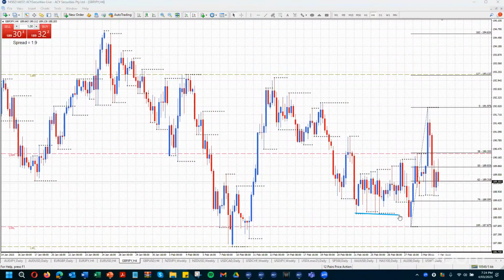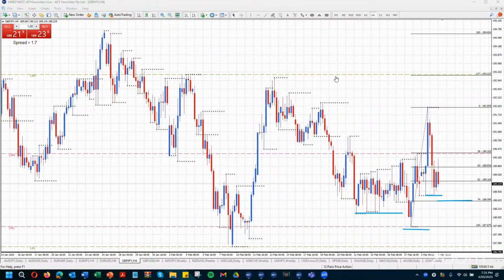There's your left shoulder, and not wanting to get down. Once we put that high in, we're just coming back down to here, opposite that low there. If I was trying to trade this, I'd be going at the 79% level, 188.59, put below the low.